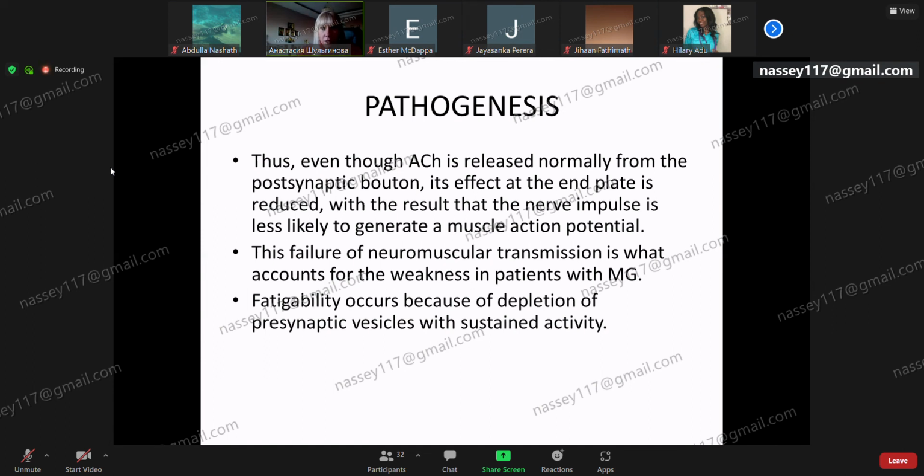So, thus, even though acetylcholine is released normally from the presynaptic terminal, its effect at the end plate is reduced, with the result that the nerve impulse is less likely to generate the muscle action potential. Due to this, there is dysfunction of neurotransmission and pathological muscle weakness in patients with myasthenia gravis.